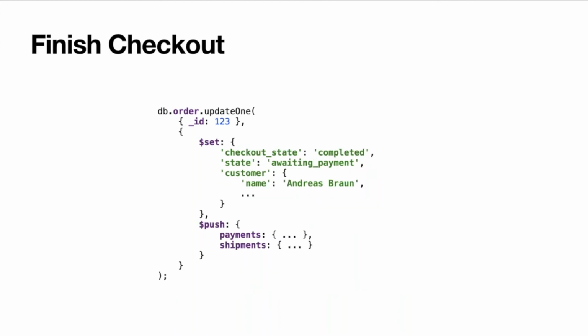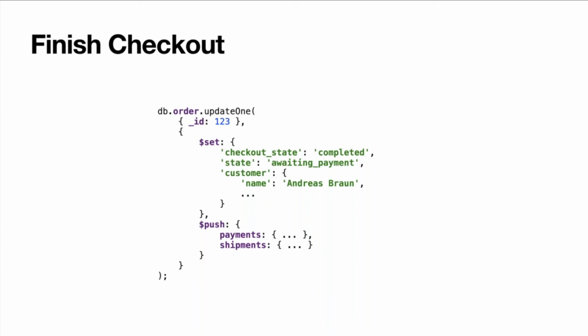Similarly, when we finish checkout and we want to override a bunch of data, we can do the same thing. We set the checkout state to something different. We add the state, we add customer information, and we push new payments and shipments objects. So as you can see, this is very different from what you've been doing most likely for the past, I don't know, 2 years, 10 years, 20 years, 30 years, however long you've been writing SQL. This is very different because it's not SQL.